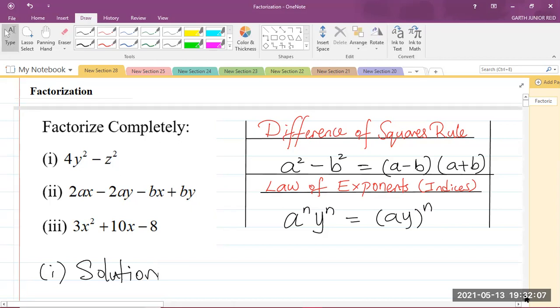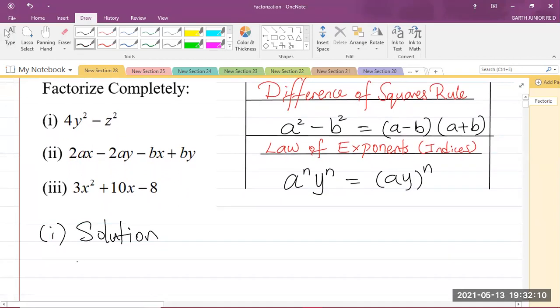I'm just going to scroll down a bit here just to get some space. So they gave us 4y squared minus z squared. Now that is equal to, all right, the 4 that we have here can be written as 2 to the power of 2. 2 squared is 4, so we can write it like that. The y squared is still there, minus z squared. So all I'm doing is just rewriting that so that it fits the form that we want, which is a squared minus b squared. So this is equal to 2 squared multiplied by y squared minus z squared.